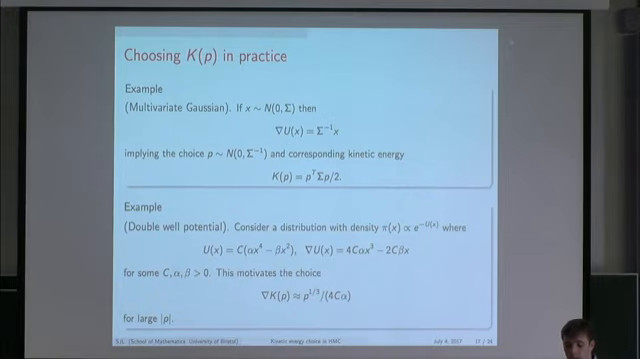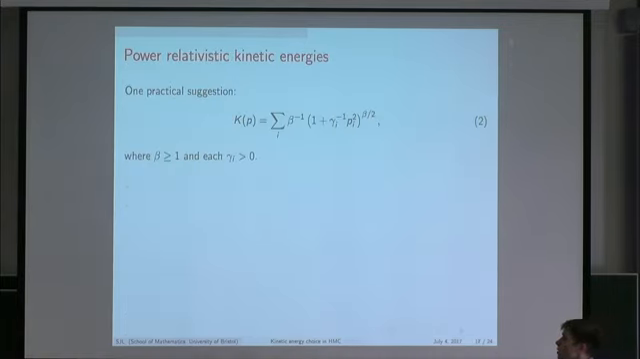So whenever you can write down this gradient of u, I think you can engineer the kinetic energy in the way that you might want. Okay, so I mentioned a couple of choices earlier on: the relativistic choice and the exponential power choice.